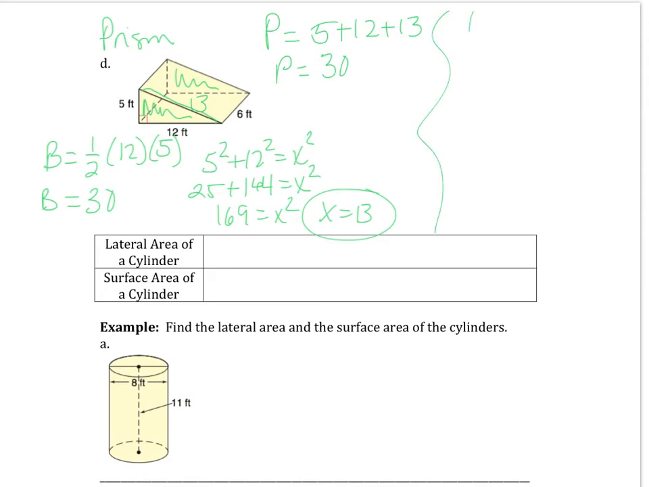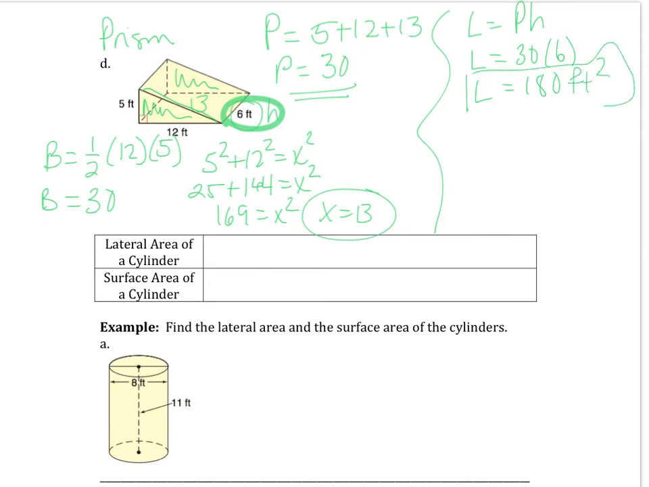Now that I've got those two things, I can find my lateral area. Again, that formula is the perimeter times the height. Just found that perimeter right there, so that's going to be 30 times the height, so that's that distance between my two bases, again those are the triangular bases, so times 6. Lateral area is 180, and we're talking feet squared here. Again, area is in squared units.